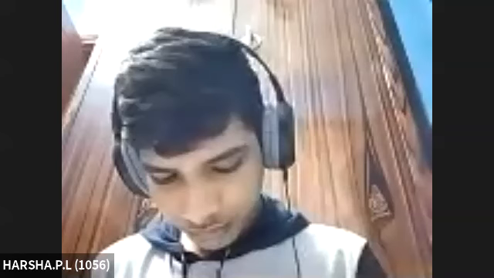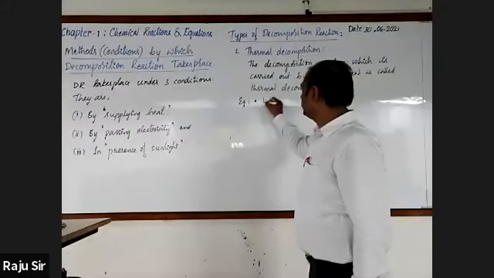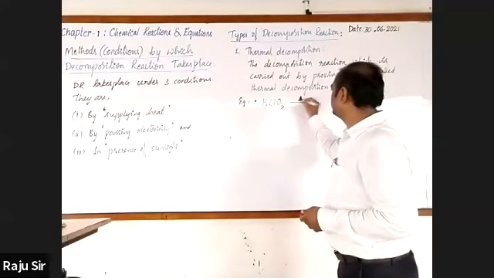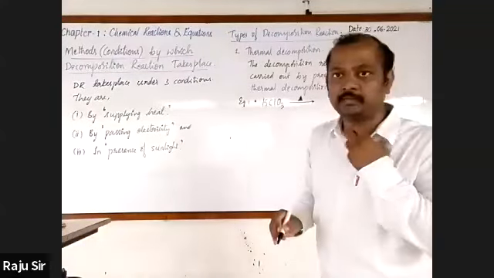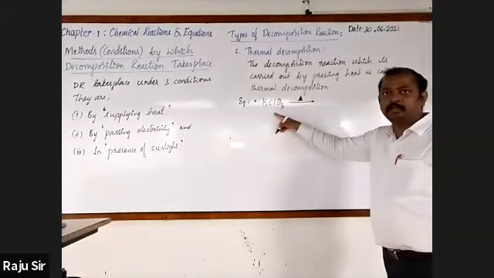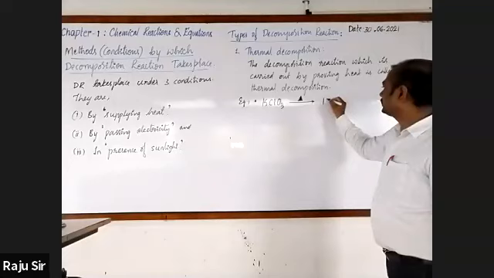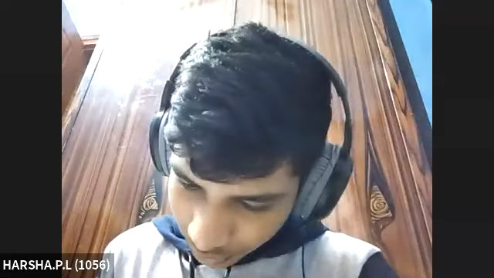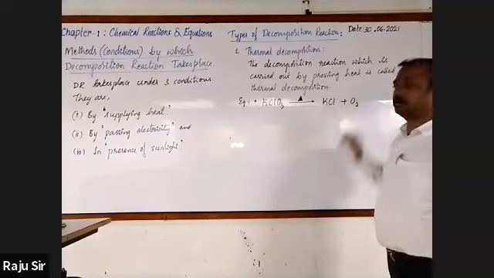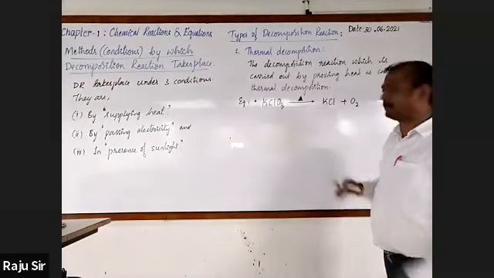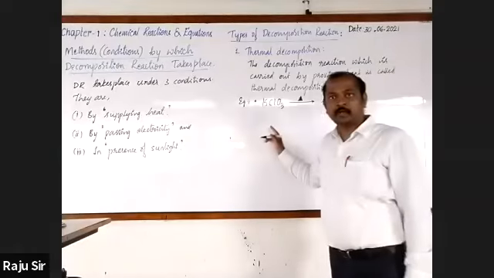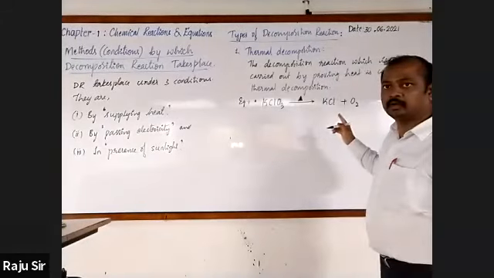So, I'll write that example. It is potassium chlorate, KClO3. See, here I'm writing heat, which is represented by delta. When it is heated, it decomposes into potassium chloride, KCl, plus oxygen. Written? Yes, sir. Okay.